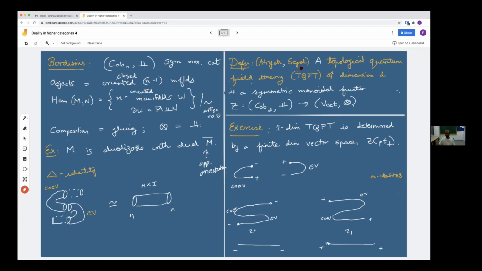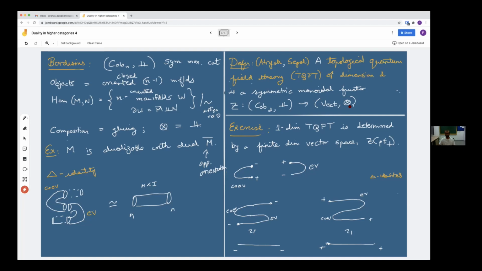But in the case of topological quantum field theories, the adjective topological being the key word here, you can actually axiomatize the properties of topological quantum field theory, and that's what Atiyah and Segal tried to do. So they gave a definition, and they said a topological quantum field theory of dimension d is a symmetric monoidal functor from Cob d, with disjoint union as the symmetric monoidal structure, to vector spaces with tensor product.